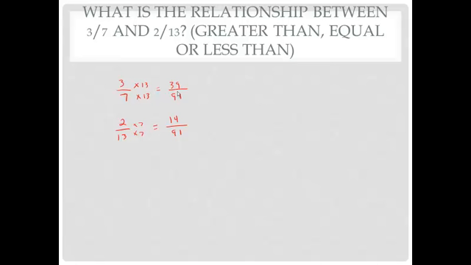So in this case, the relationship is 3/7 is greater than 2/13. Because when I got a common denominator, I had 39 over 91 compared to 14 over 91. So 3/7 would be greater than 2/13.